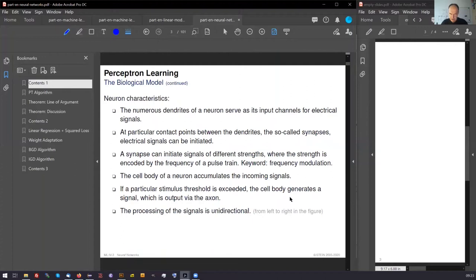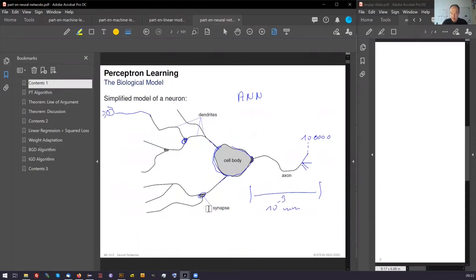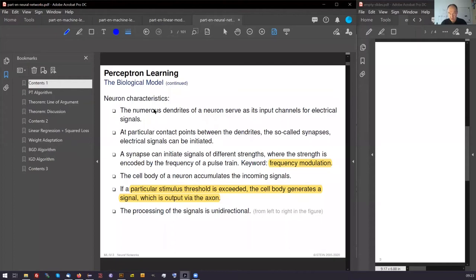Some of the information I have told is also listed here. Frequency modulation, if a particular stimulus is exceeded, we get an output. The direction is from, we can make it simple, from left to right. Yes, we go from here to here. This is something which we more or less copy, in fact, from the neural biological model. Yeah, and this is perhaps the most interesting thing.